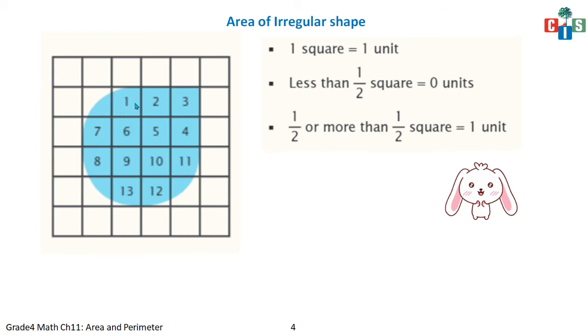So the area of this shape will be what? See, this is less than half, so I am not considering this part. This is more than half. This much is not colored. So 1, 2, 3, 4, 5, 6, 7, 8, 9, 10, 11. And this part I am not considering because it's less than half. Then 12, 13, this is also less than half, so not considered. So the area of this irregular shape is 13 square units. I hope you remember that.